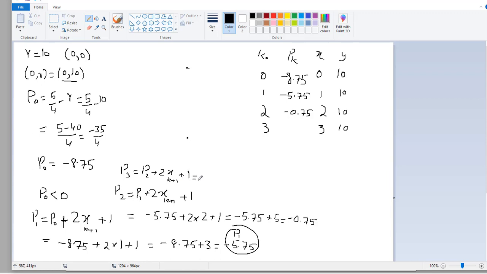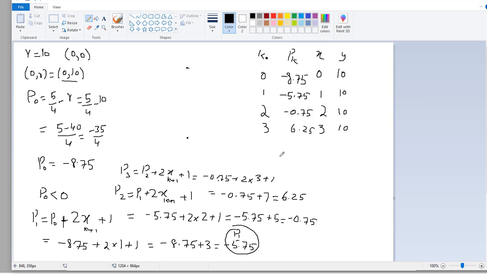This is equal to P2, which is minus 0.75, plus 2 into xk plus 1, which is 3. So this is 3 plus 1. And this is equal to minus 0.75 plus 7. Okay, this is equal to 6.25.